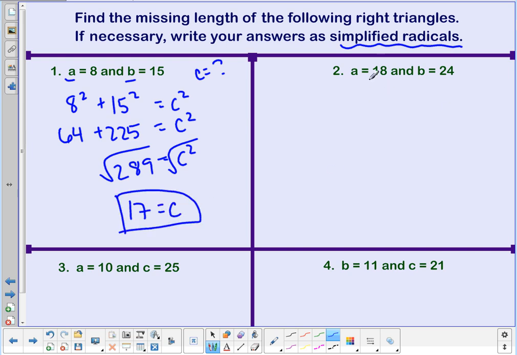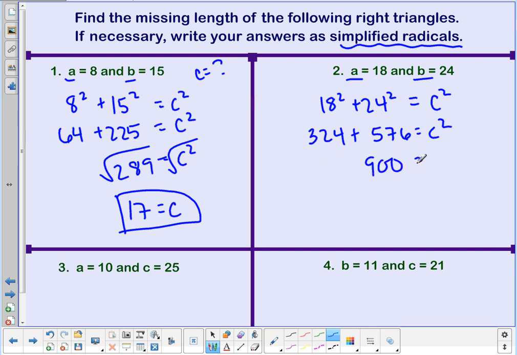In number 2, I have 18 for a and 24 for b, so 18 squared plus 24 squared is equal to c squared. Again, I have 18 squared, which is 324, 24 squared being 576, equaling c squared. And putting those two together, I get 900 equaling c squared, and I take the square root. And the square root of 900 is 30, so c is equal to 30.